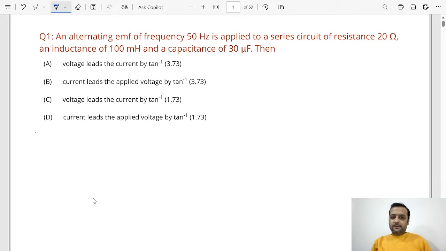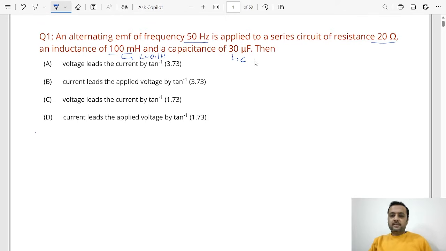The first question is from the topic of alternating current, and I'm sure you would have definitely done this question. It's a very formula-based, direct question. A source of EMF of frequency 50 hertz, so it's an AC source, is connected in a series LCR circuit where the resistance is 20 ohms, inductance is 0.1 Henry, so you can write L equals 0.1 Henry, and capacitance is 30 microfarad.